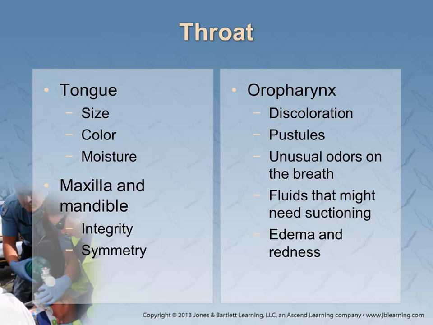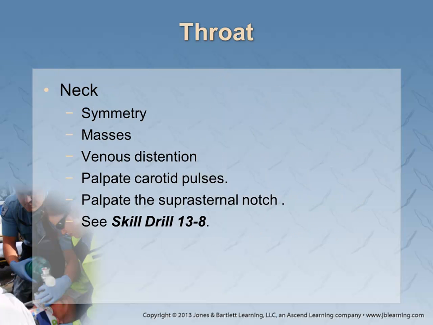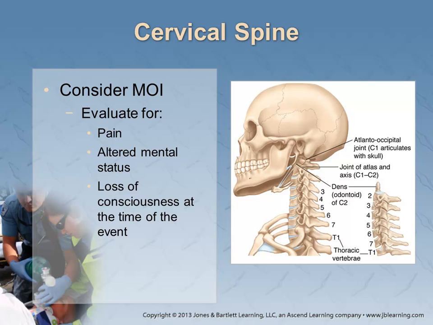Check their maxilla and mandible, all their little bones in their face. Check their oropharynx. See if you have any pustules anywhere. Check for edema and redness in the back of the throat. Neck, you want to check for symmetry. Look for any masses. Have JVD. Is the trachea midline? You all know this, right?